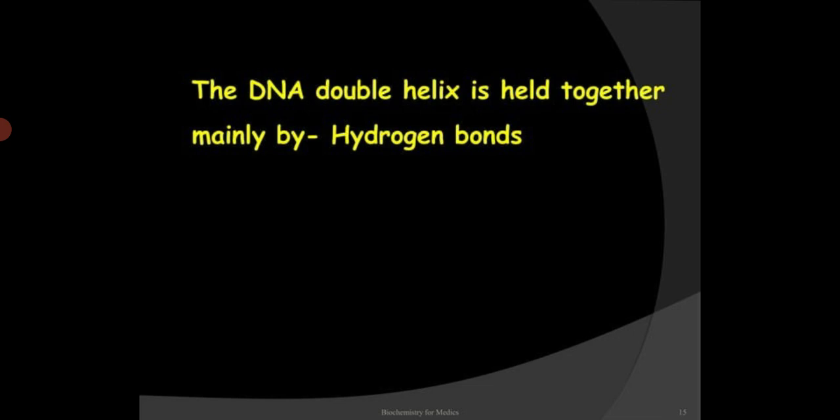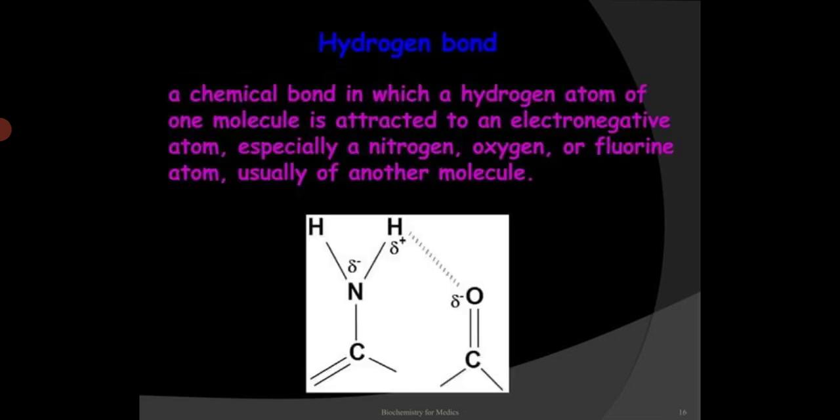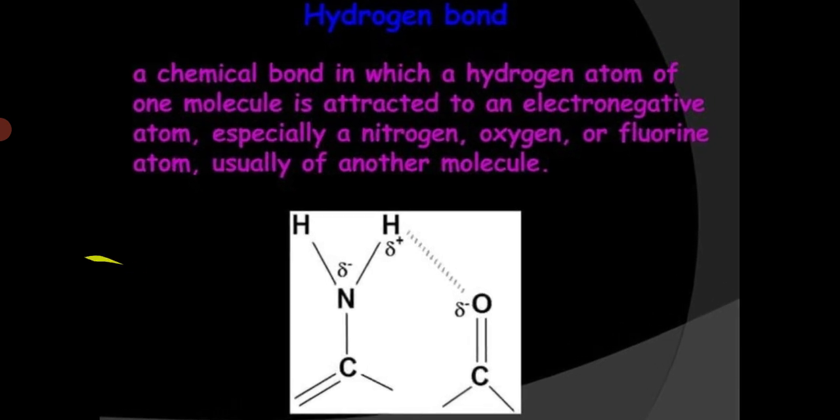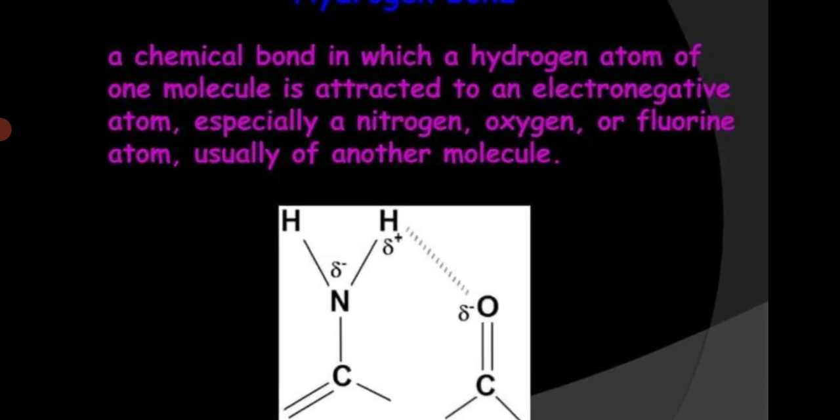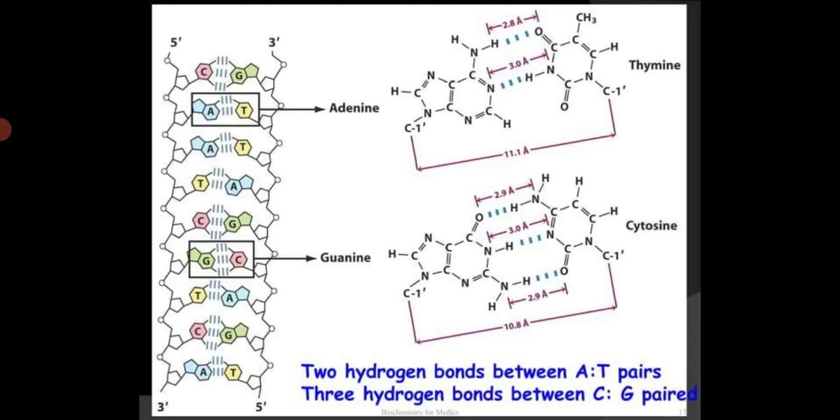The DNA is a double helix held together mainly by hydrogen bonds. And a hydrogen bond is a chemical bond in which a hydrogen atom of one molecule is attached to an electronegative atom, especially a nitrogen, oxygen or fluorine atom, usually of another molecule.